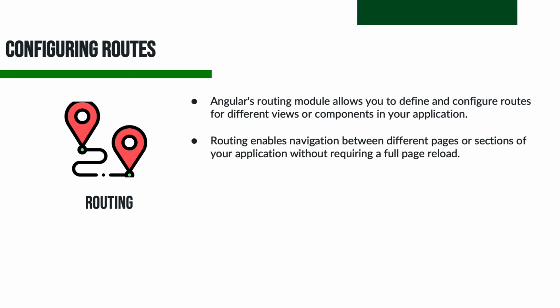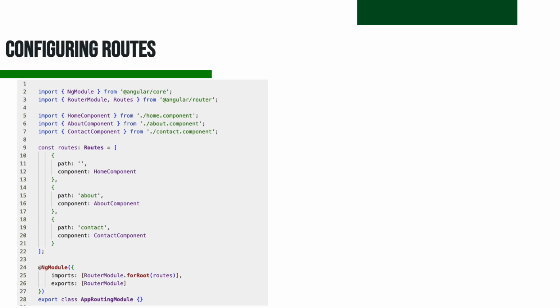Now let's go ahead and see how we can configure a route. First of all, in the app routing module, we have here a table called routes. In the above example, we define an array of route objects. Each route object specifies a path and the corresponding component to be displayed when that path is navigated to. The minimum required to define a route is the path and the component, and we can define multiple routes.